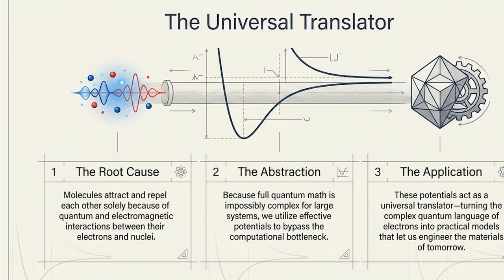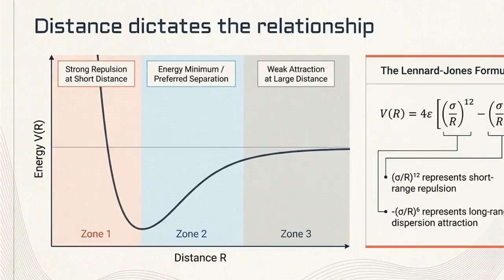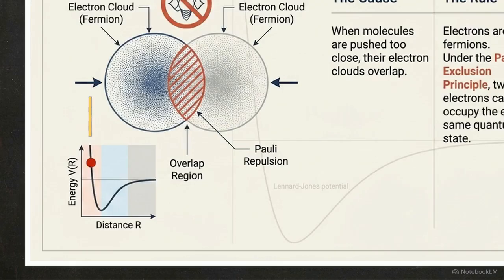These effective potentials act as a universal translator. They take the impossibly complex quantum language of electrons and convert it into a practical force field we can actually run on a computer. Let's break down this curve, starting with this steep upward line in zone 1. This illustrates what happens when two molecules are forced dangerously close together. The physical cause of this energy spike is shown here.